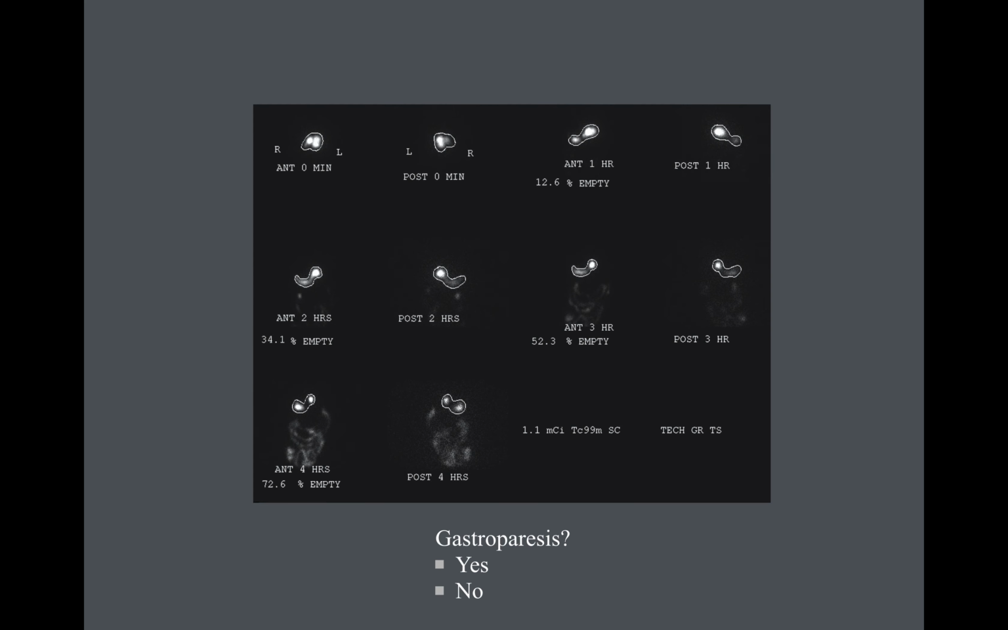Okay, so interpretation of gastric emptying studies is extremely challenging. This is why I am always happy to read them all, since it is so difficult. And in this example, I'm sure all of you have reached the correct conclusion that this is abnormal, with gastric emptying of 72.6% at 4 hours. It should be 90% or greater.